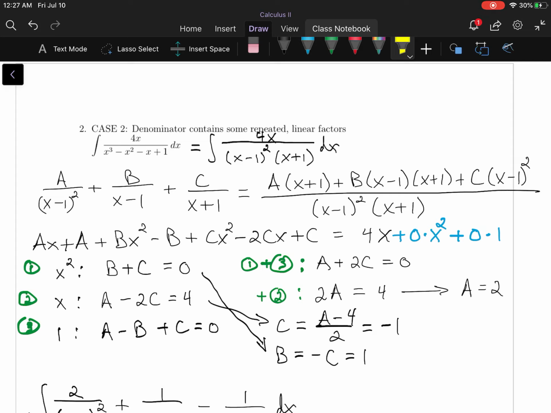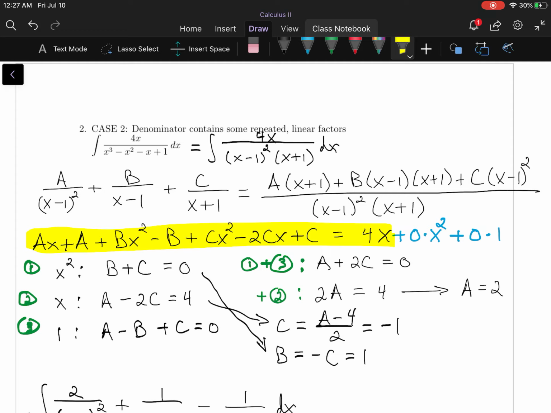So going through the same process, we get a common denominator, and then you set the numerator equal to 4x, which was the numerator of the original function that we were integrating. This is now the equation I'm using in order to solve for a, b, and c. For this one, what I did was I factored based on the x terms. So the coefficient of x squared is b plus c. The coefficient of x is a minus 2c, and the coefficient of 1 on the left side is a minus b plus c.